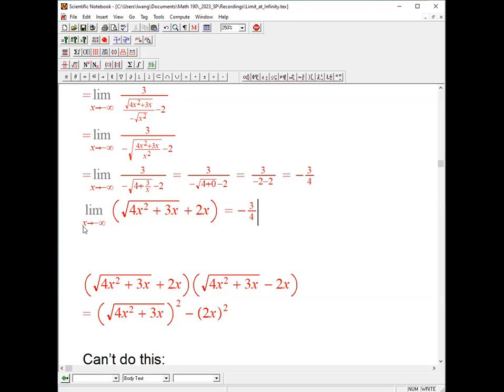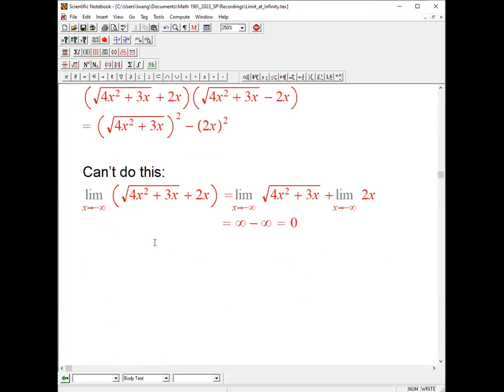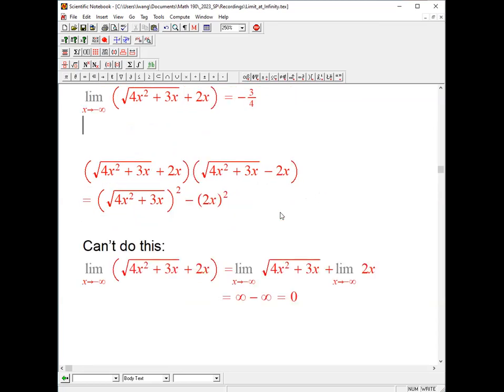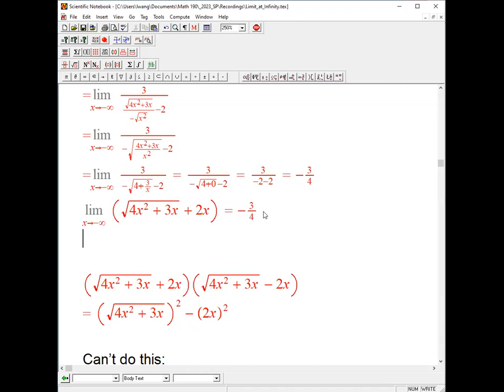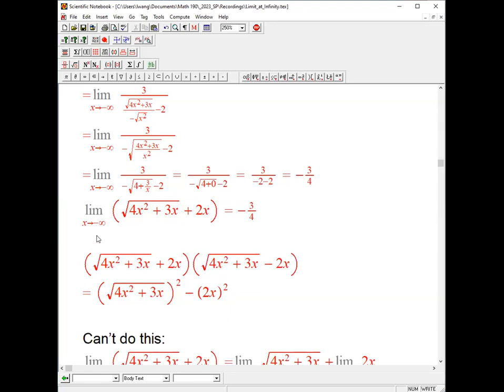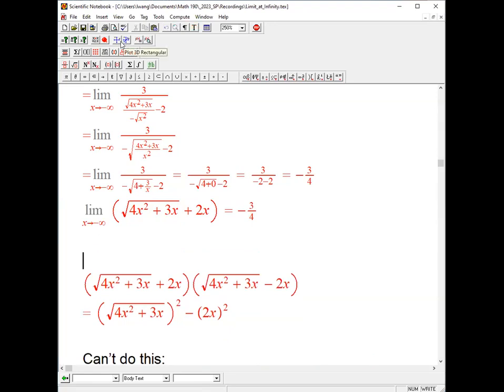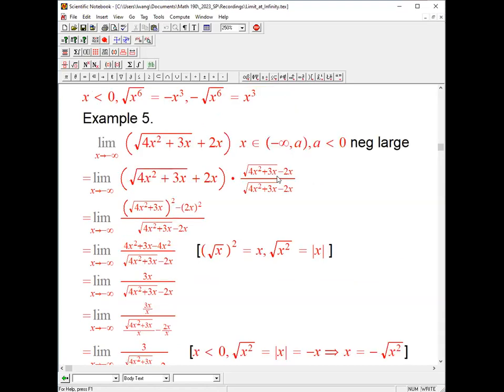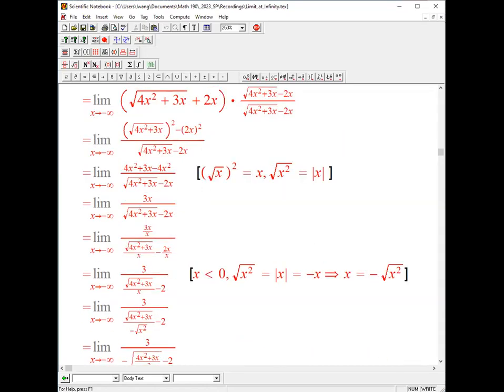Remember, we talk about this as x approaching negative infinity. This is a positive infinity. This is negative infinity. So positive infinity minus negative infinity, does it equal 0? No, you can't do that, right? Remember, I told you what they cannot do. So you really, really cannot do that. In this case, the limit is negative 3/4. And these algebraic manipulations can be done separately.